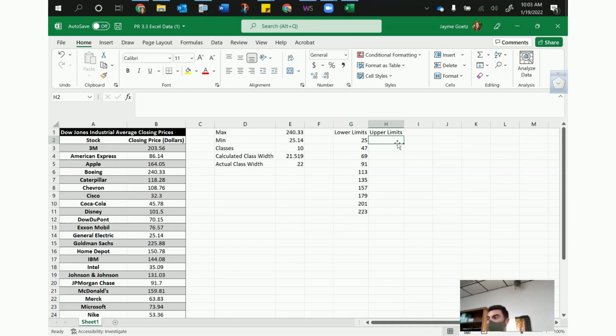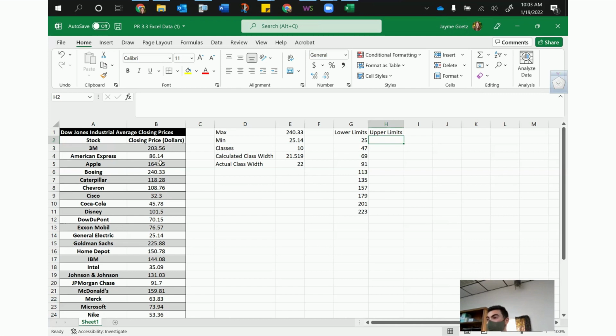Now, for the upper limits, people are going to get a little confused. They're like, wait a minute, I don't understand. The class width was 22, so shouldn't the upper limit be 47? But then where do I put the 47? The upper limit is going to be right below the lower limit.